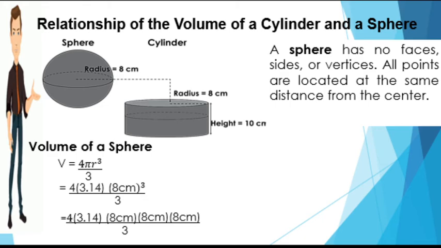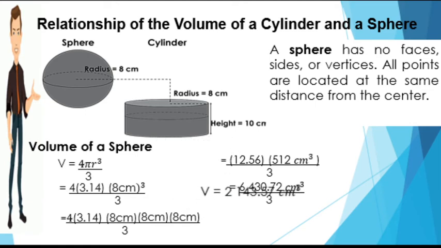So that is equal to 4 times 3.14 is equal to 12.56 times 512 cubic centimeters over 3, which is equal to 6,430.72 divided by 3. And that is equal to 2,143.57 cubic centimeters, and that is the volume of a sphere.